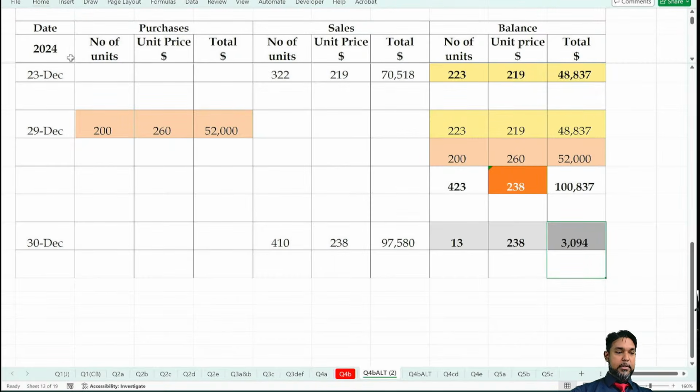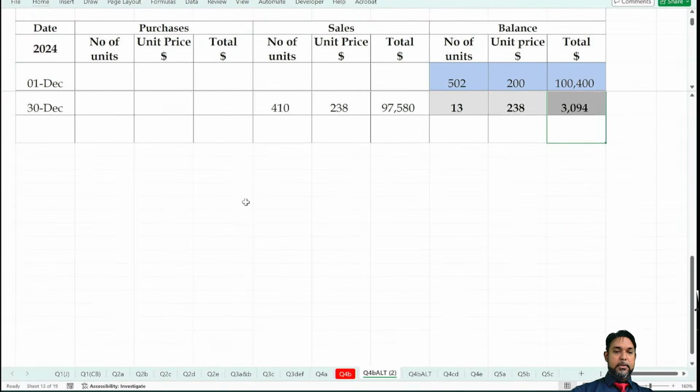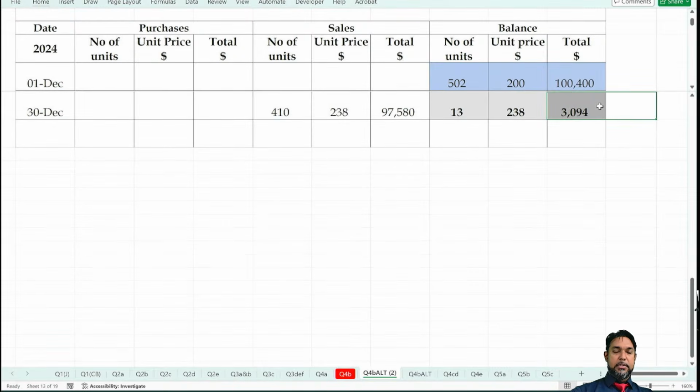All right, so hold on, let me just pull this down. Right. So you have opening stock, you have closing stock. What was the purchases again?